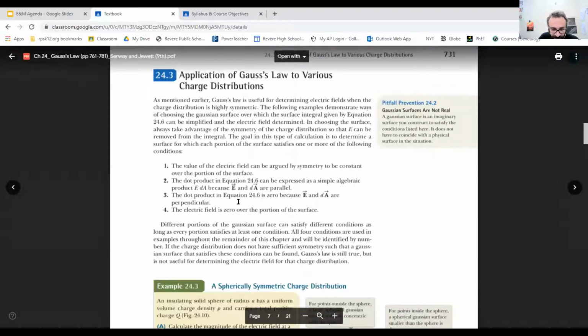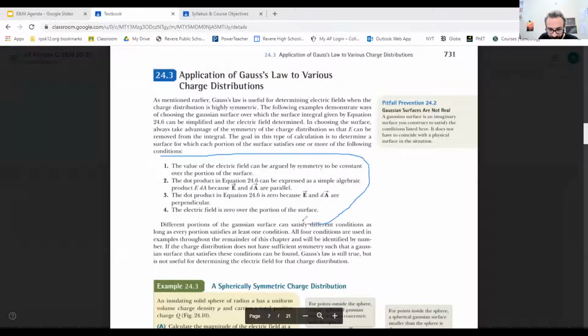So I'd like you to take a look at these rules here, and this is in section 24.3, which I'd like to make sure you study tonight because it's got all three of the Gauss's law super examples in it. But that integral, the surface integral of E dot dA, is going to be possible to do or to simplify if we can meet one of these four conditions. So either we can argue that over a portion of the surface, the electric field has to be constant, and we might be able to say that by symmetry considerations. And I'll talk a little bit more about that in a moment.